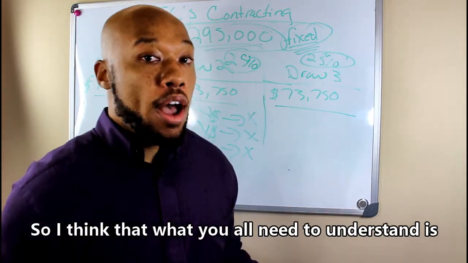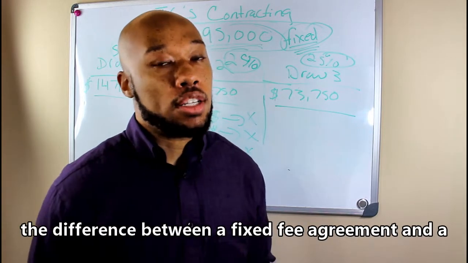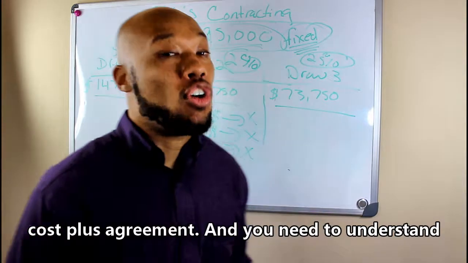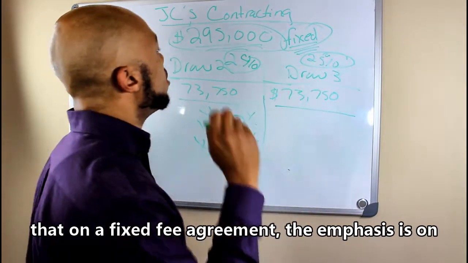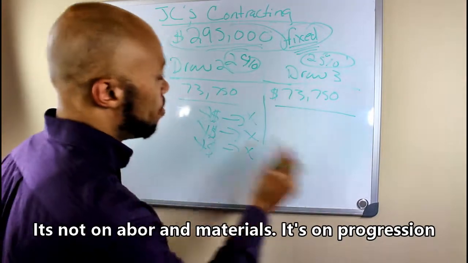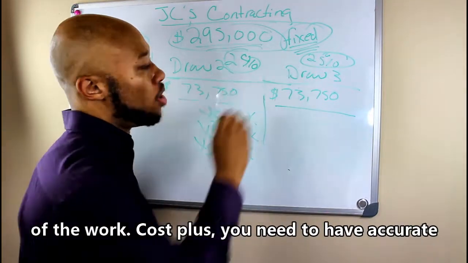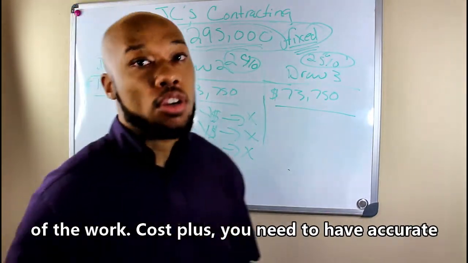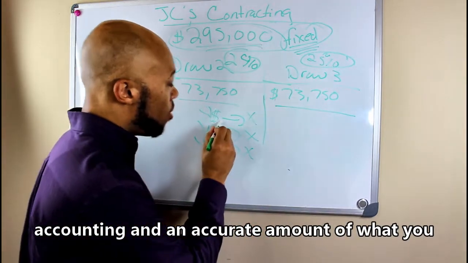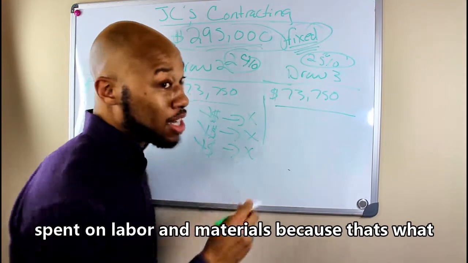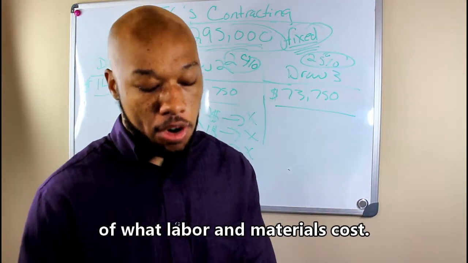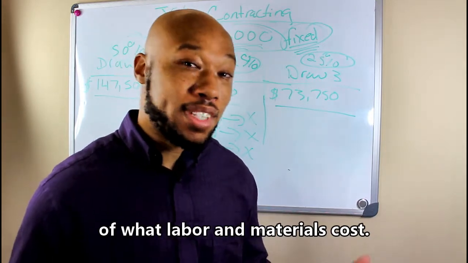So what you all need to understand is the difference between a fixed fee agreement and a cost plus agreement. On a fixed fee agreement, the emphasis is on progression of the work. It's not on labor and materials, it's on progression of the work. With cost plus, you need to have accurate accounting of what you spent on labor and materials, because that's what they're paying you based on, your representation of what labor and materials cost. Does that make sense?